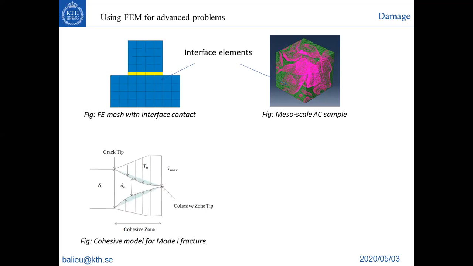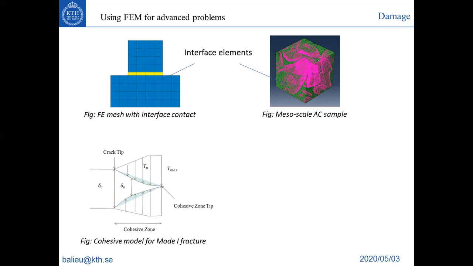So this is an interface in the exercise between the aggregate and the mastic. And this interface can degrade with time and with load. So what does the degradation of the interface mean? That means that you have decohesion between the aggregate and the mastic. To be able to model this decohesion, this degradation of the interface, we will use a cohesive zone model.